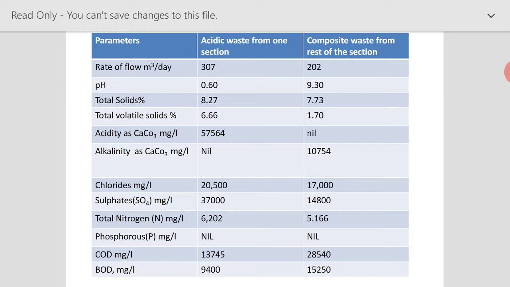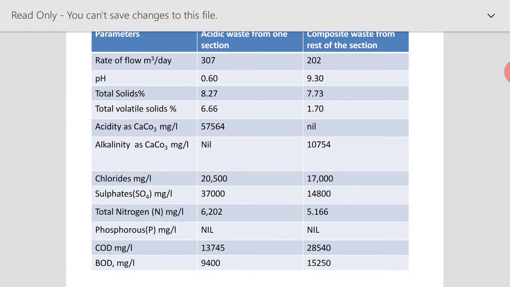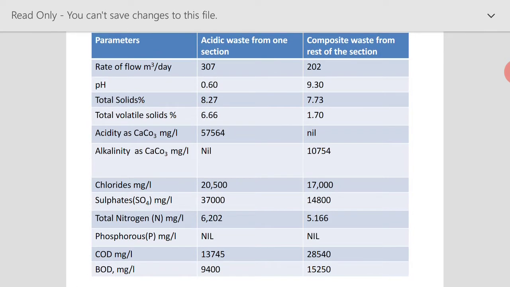You could see that if this acidic waste is segregated from the rest of the waste, the other waste will have minimal impact, so that it can be easily treated, while the acidic waste can be neutralized and then subjected to treatment. Here you could see that chlorides are very high, at 20,500 milligram per liter and 17,000 milligram per liter. Similarly, sulfates are also high, at 37,000 milligram per liter and 14,800 milligram per liter.